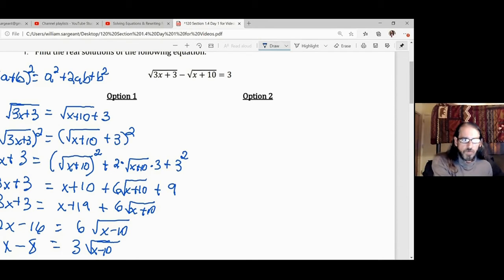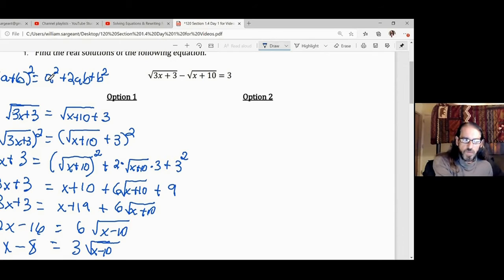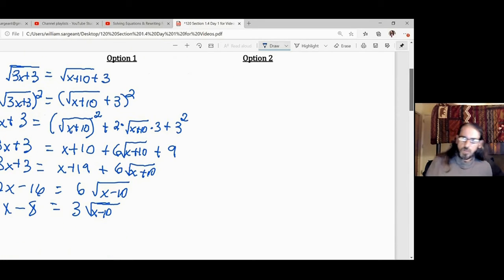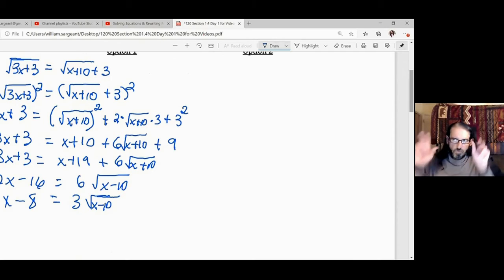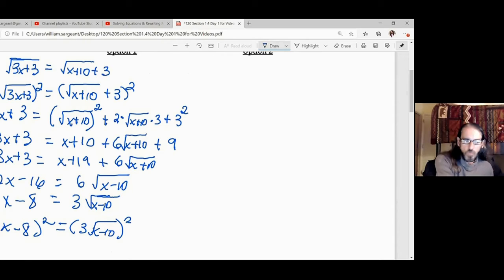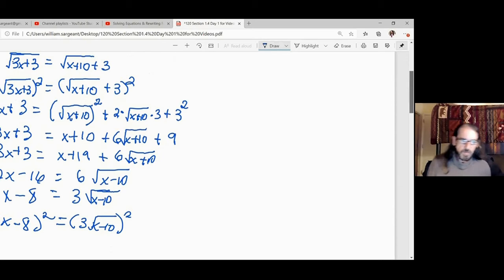However, as the formula up here shows us, we can't just distribute the squaring across addition. We get this middle term. On the other hand, with multiplication or division, you can, quote, distribute squaring to the individual factors. And so squaring both sides, I'll have to square the 3 and square the square root of x plus 10.